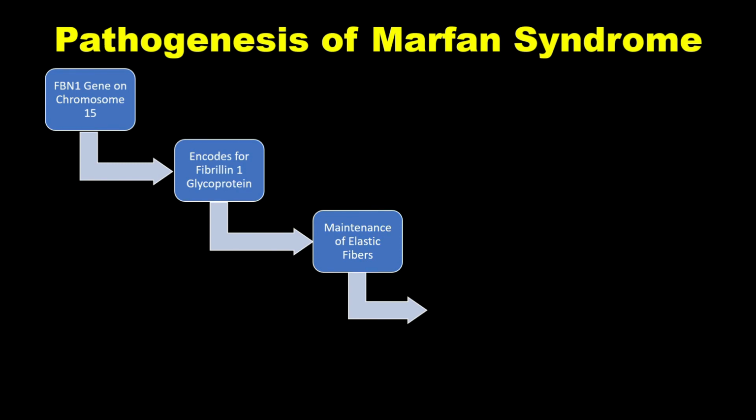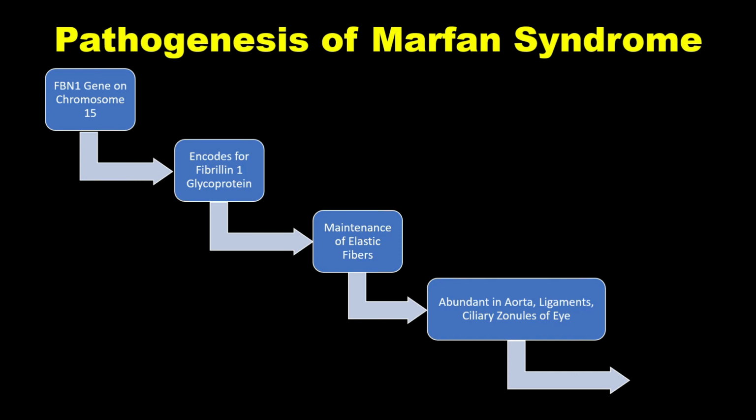In our last video, we talked about elastic fibers in detail. These elastic fibers are found throughout the body, but are particularly abundant in the aorta, ligaments, and the ciliary zonules of the eye. Consequently, these areas are among the worst affected in Marfan syndrome. Let us now look at the musculoskeletal manifestations of this disease.